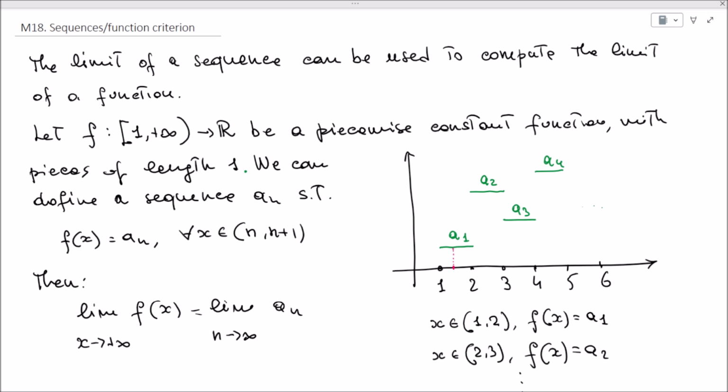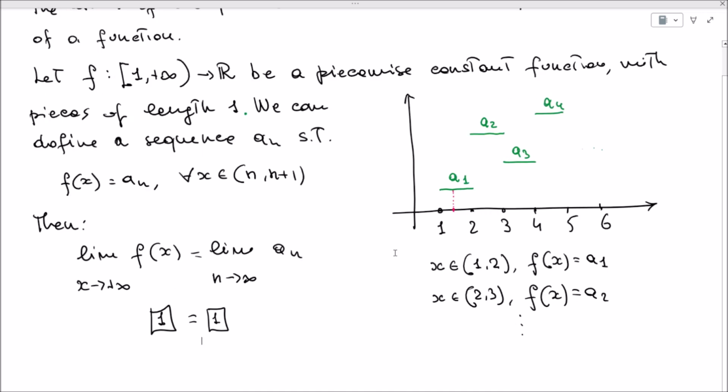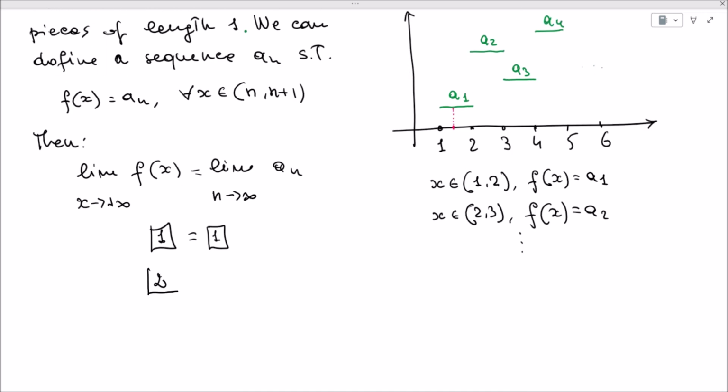In other words, if on the left hand side the function converges to a real limit L, then also the sequence that we have just defined converges exactly to the same limit. If on the left hand side we have a function that diverges to plus infinity, the same thing happens for the sequence. And if the left hand side diverges to minus infinity, the same thing happens to the right hand side. And finally, if the function has no limit, then also the sequence has no limit. Okay, so that's the idea, right?